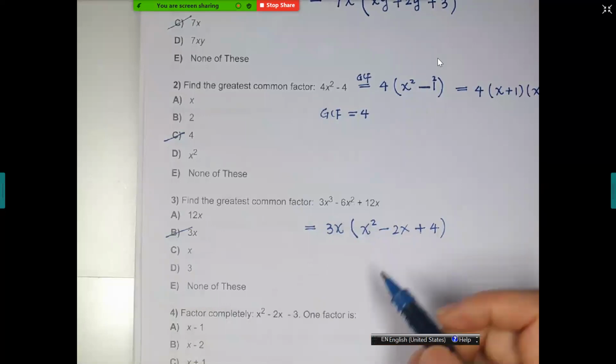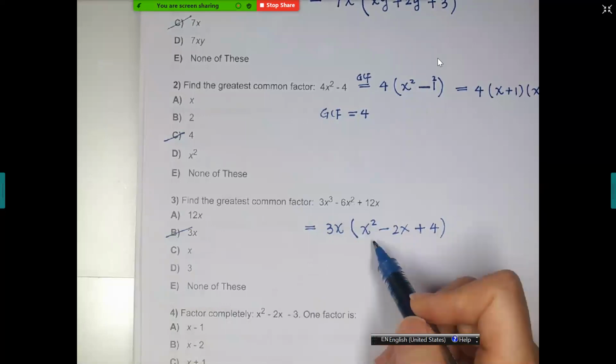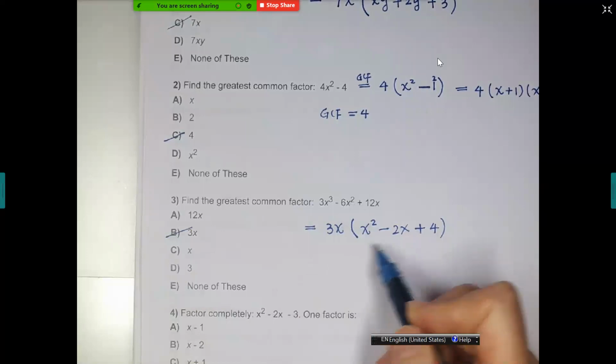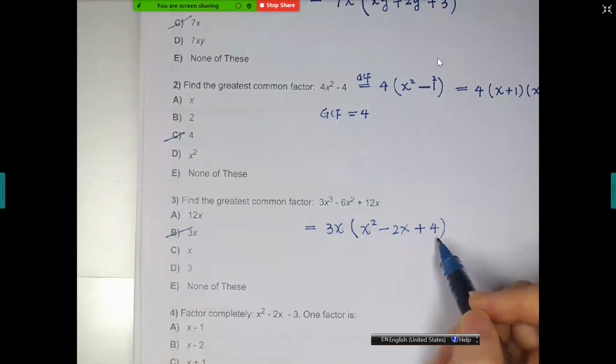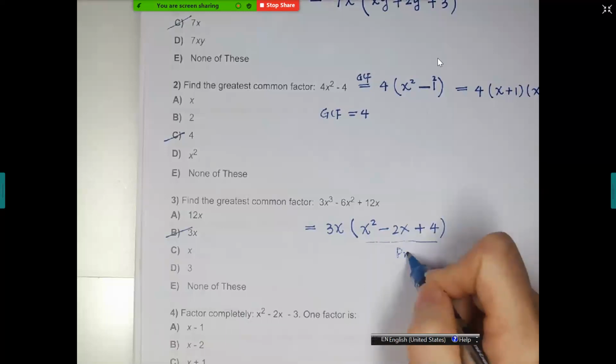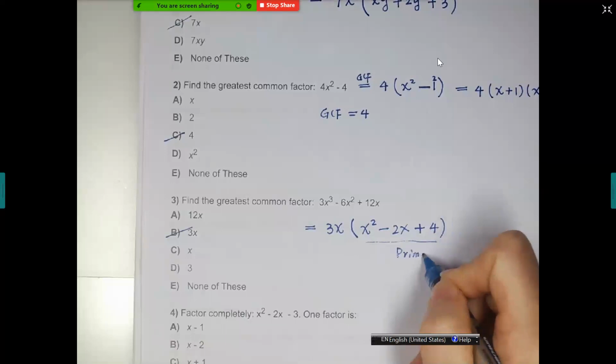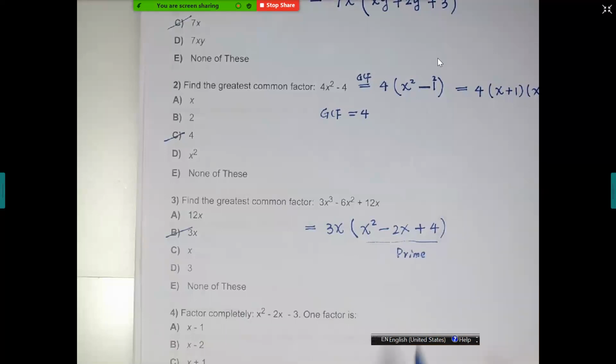And we are going to check: are we able to factor this trinomial in the parentheses? The answer is no, this one is prime, so we cannot continue to factor it. We'll stop here. So this is a trinomial. The leading coefficient is 1, but we cannot find 2 numbers whose product is 4 and whose sum is -2. Those 2 numbers do not exist. So this trinomial is prime.